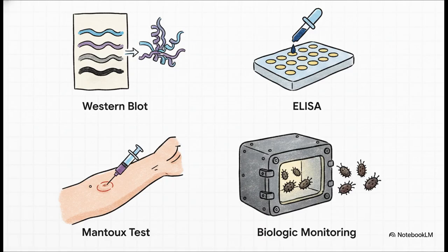The Mantoux test is your classic tuberculosis test where they inject a purified protein derivative intradermally. And over in the sterile processing department, they rely on biologic monitoring, intentionally running hardy Geobacillus stearothermophilus spores right through the sterilizer just to prove it's actually killing everything.